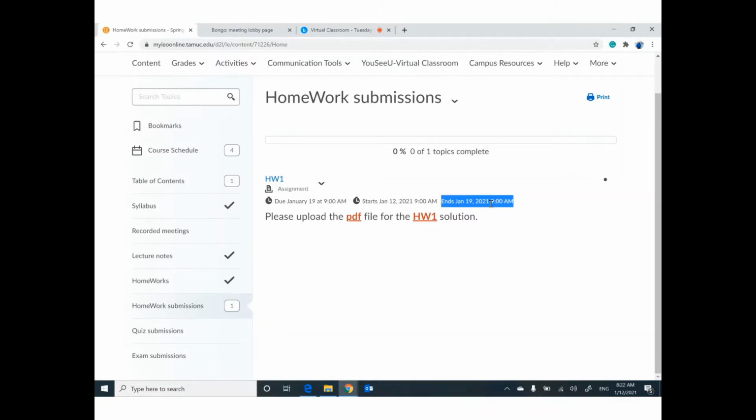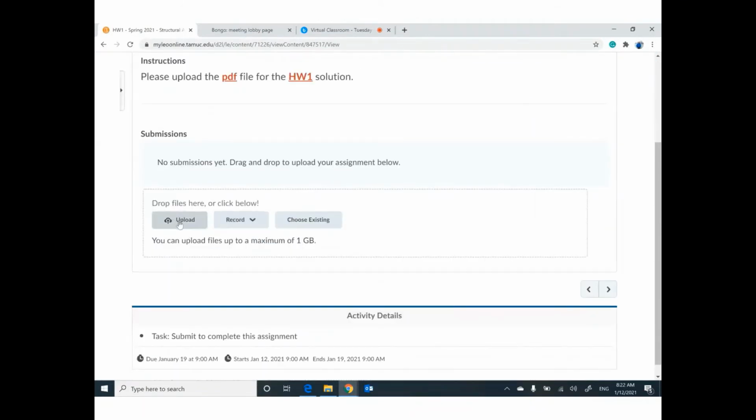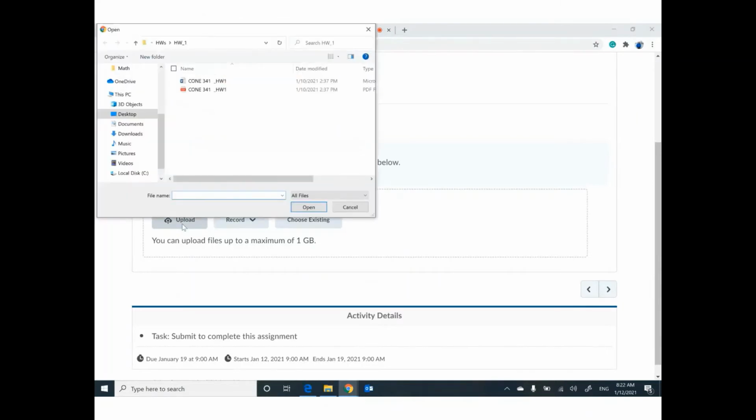You have 1 week to solve your homework and submit it. You can submit it at any time. If you submit a wrong file, you can resubmit it. No worries about this. If you open this link, homework number 1, you can upload your file. If you click upload, you can choose a PDF file or Word file or pictures or whatever on your computer. Then open.